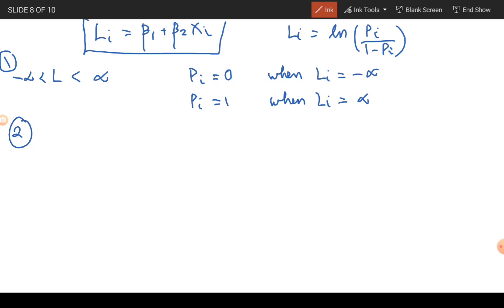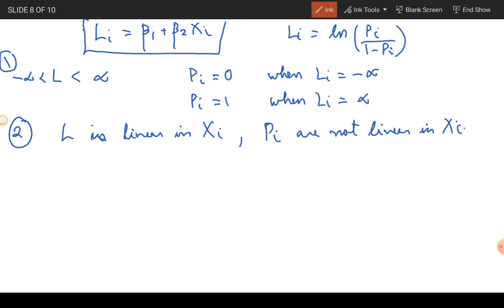My second property related to the logit model is that although L is linear in xi, my probabilities pi are not linear in xi. Remember, this was one of the drawbacks of the use of the LPM, linear probability model. There we had said that pi is equal to beta 1 plus beta 2 xi, and our problem was it's too simplistic. Probability is linearly related to the explanatory variable. So that problem is solved when you do the logit.